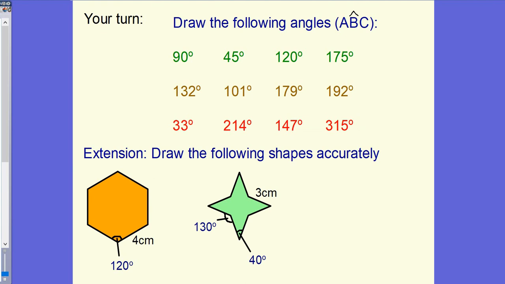Okay, Year 7, can you now pause the video and in your light blue books, can you draw the following angles? Start with the green, then move on to the amber, then move on to the red. If you're super confident, you can skip straight to the red. And then as an extension, can you draw the following shapes accurately for me using your protractor in your light blue books? Can you draw that now?